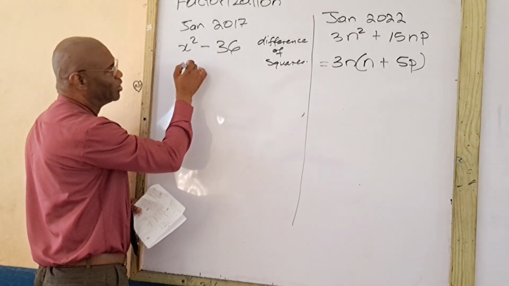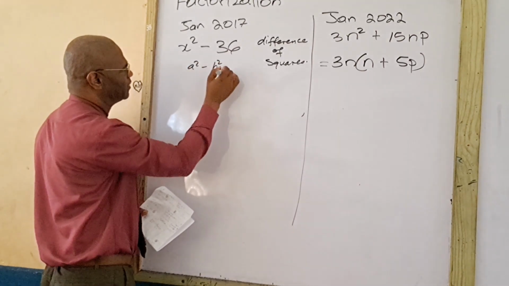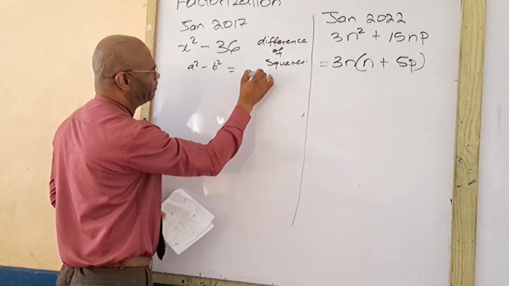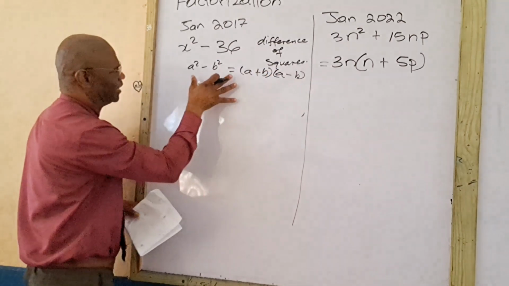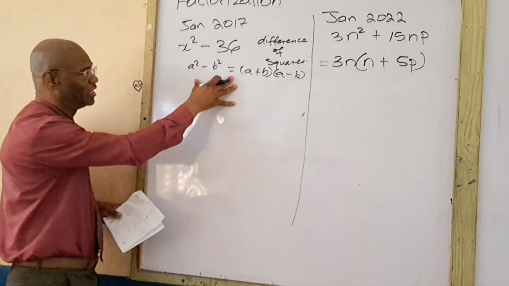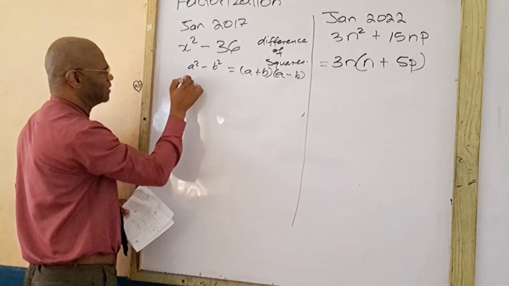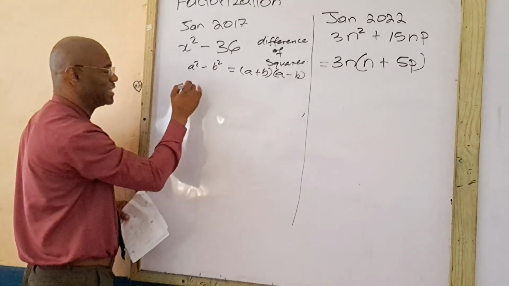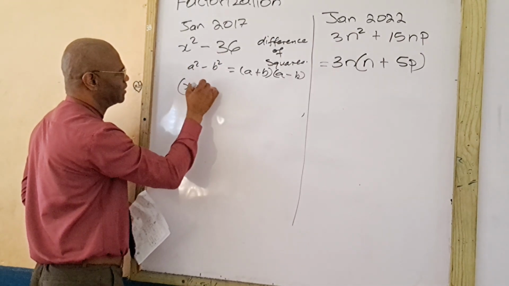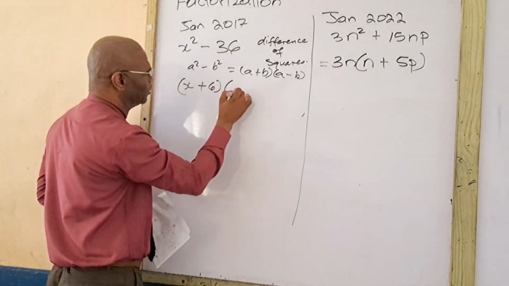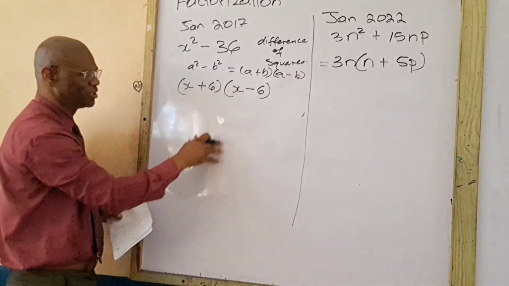So this is now written in the form a squared minus b squared, which is equal to a plus b into a minus b. That's the general form for the difference of squares. So we have x squared, the square root is x, the square root of 36 is 6, so x plus 6, into x minus 6. And that's our result.